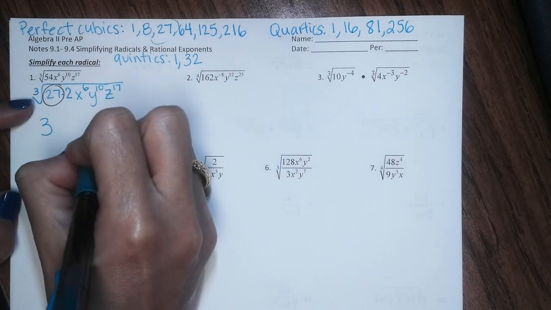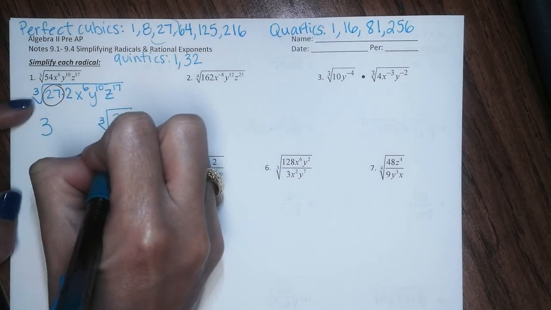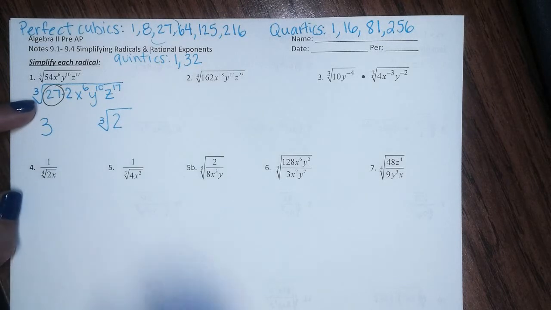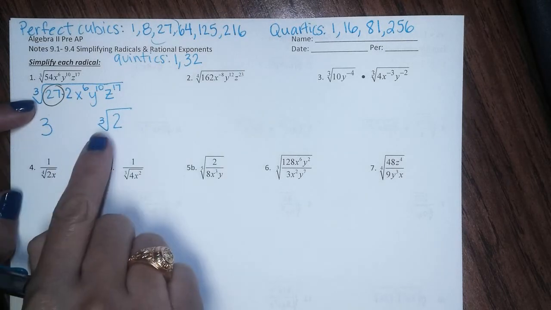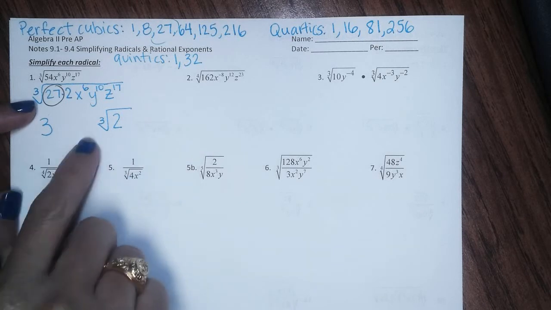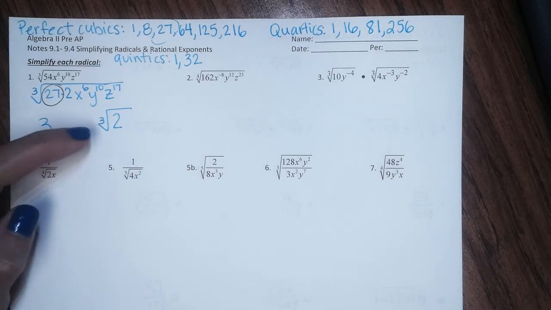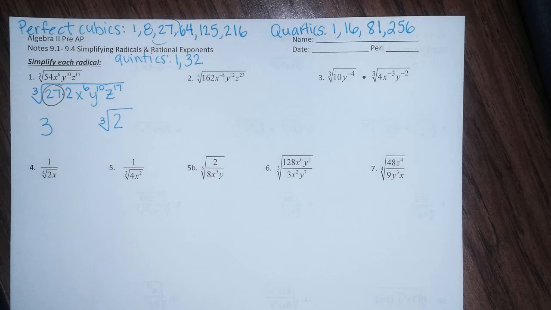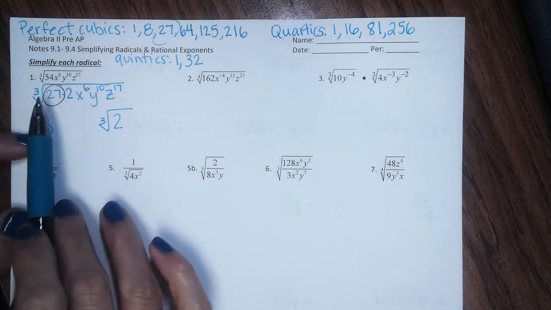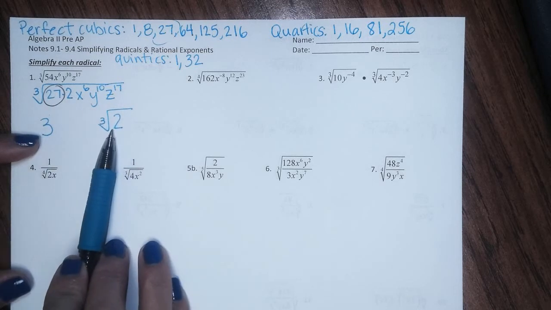Let me scoot it over on this side over here. The order really doesn't matter how you write it, but I always like to write my radicals at the very end, and then everything that's outside of a radical I like to put here first. So I took out the 3 outside of the radical because the cube root of 27 is 3. The cube root of 2, I just left it as the cube root of 2.